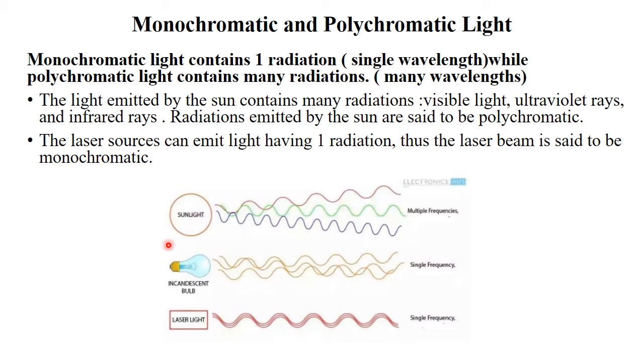Let's take, for example, the sunlight. The sunlight contains many radiations, for example, visible light, ultraviolet, and infrared rays. So, the radiations emitted by the sun are said to be polychromatic. However, if you take another example, laser sources can emit light having one radiation. Thus, the laser beam is said to be monochromatic.